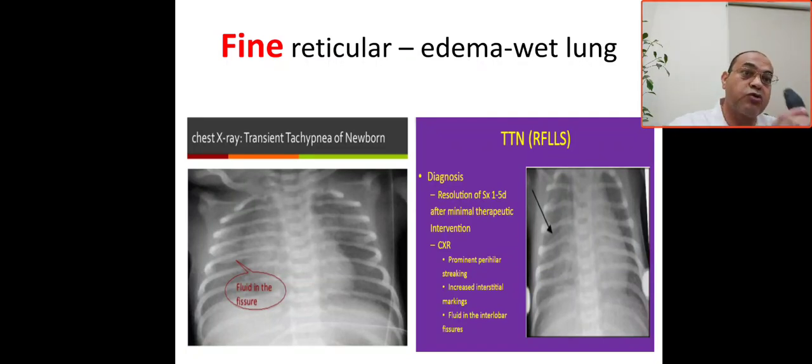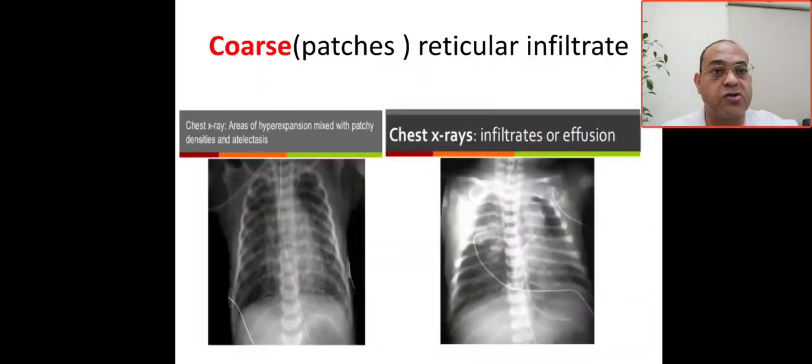But if there is pulmonary edema or cardiomegaly or cardiac disease, it will not resolve like the TTN within 48 to 72 hours. After 72 hours. The last one is the coarse infiltrate or reticular infiltrate. The coarse infiltrate has two differential diagnoses: meconium and pneumonia. In meconium, you will see areas of hyperinflation, areas of atelectasis, and also bilateral densities. You call it diffuse coarse bilateral infiltrate. And also the most common complications are PPHN and pneumothorax.